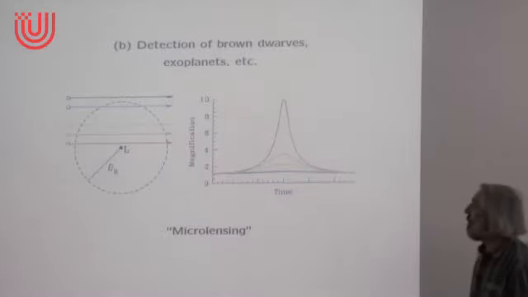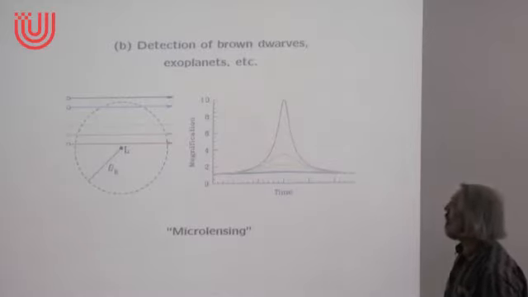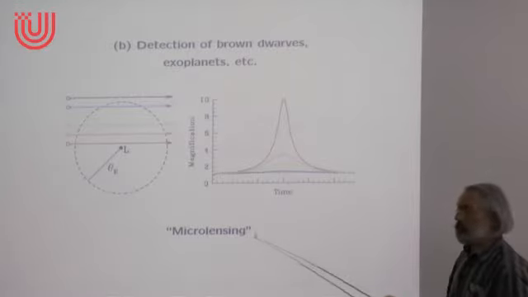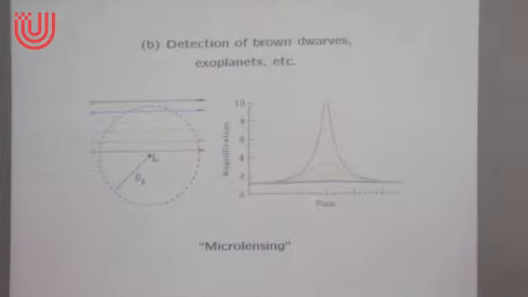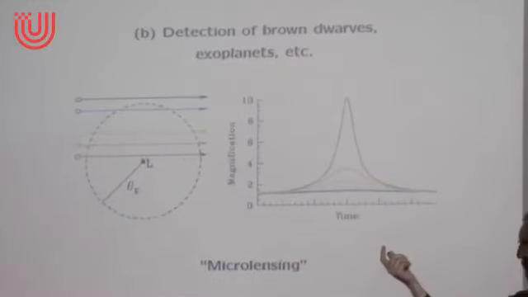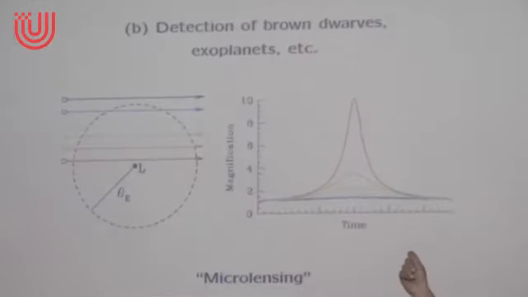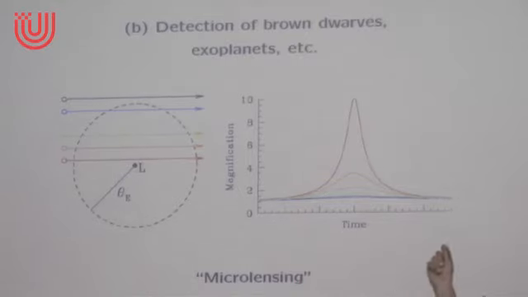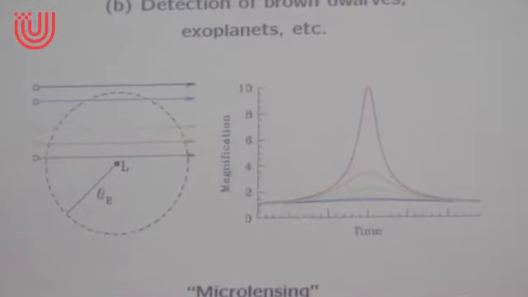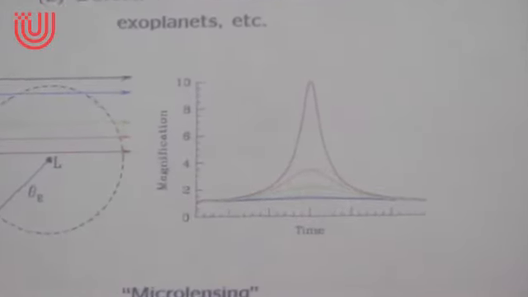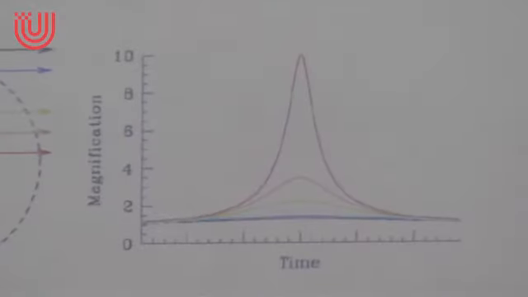And another method by which we can observe dark objects goes under the name of microlensing. Microlensing is the situation where we have actually multiple imaging, but the images are so closely together that we cannot resolve them. So we observe the whole effect of the lensing only in terms of the total light curve. So that's the total intensity of the object changes. We cannot resolve individual images.